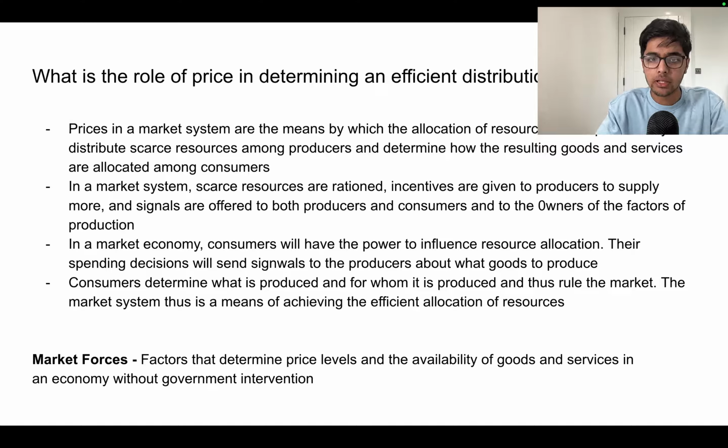In a market economy, consumers will have the power to influence resource allocation. Their spending decisions will send signals to producers about what goods to produce. For example, if all consumers are purchasing a specific type of pen and not purchasing, for example, a fountain pen, this signals to producers that they need to increase the production of the first pen and decrease the production of the fountain pen. Consumers determine what is produced and for whom it is produced, and thus rule the market. Market forces are factors that determine price levels and the availability of goods and services in an economy without government intervention.